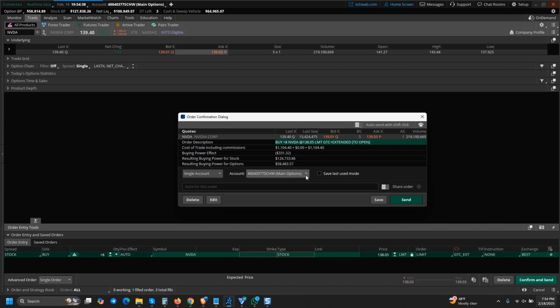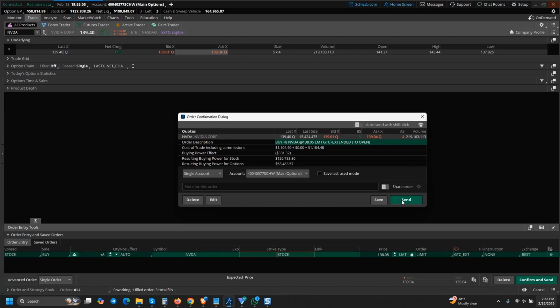If you have more than one account, you could click here and switch accounts that you're going to do this in. If you're happy with this order and you're ready to place it, you can click on send the order and it will place the order. You could save it for the future. You could edit this order, which would take you back to the other window and you're able to work with that. Or you could click on delete.